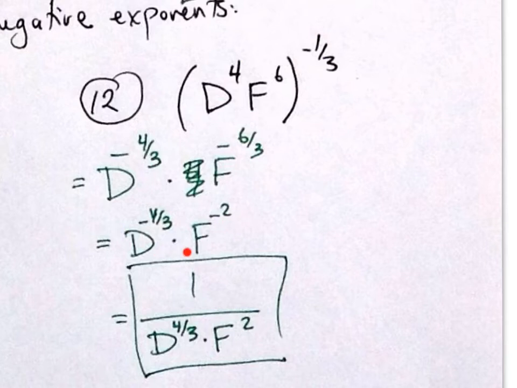And then we're writing this without negative exponents, so both of these move to the denominator. Remember, there's a 1 up there as a placeholder. And so we have 1 over d to the 4/3 f to the second.